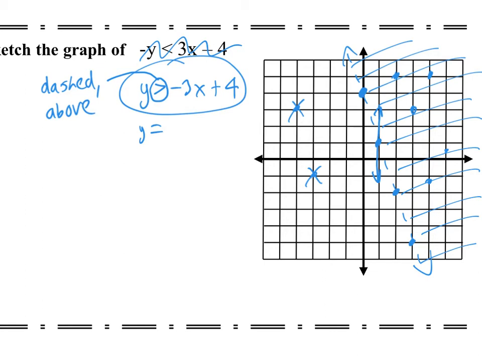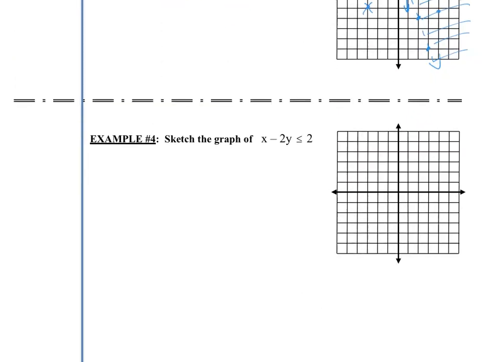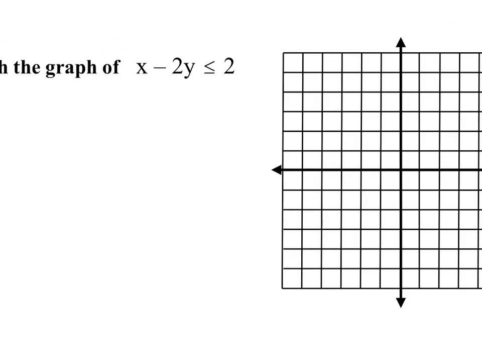You graph the line, make sure it's dashed or solid, and then shade above or below for the most part. All right, ready to make it a little bit more challenging? All right, let's do it. So we have: sketch the graph of x minus 2y is less than or equal to 2.